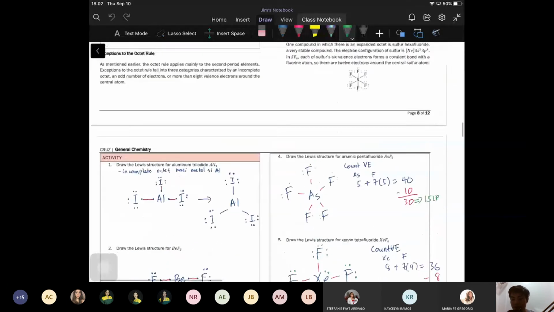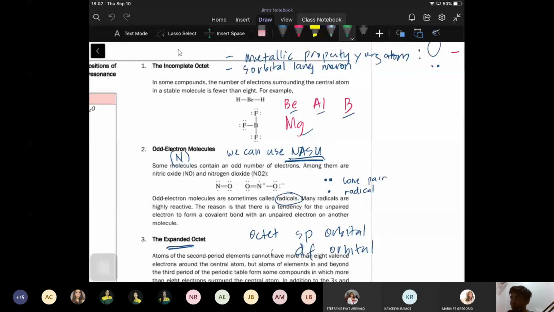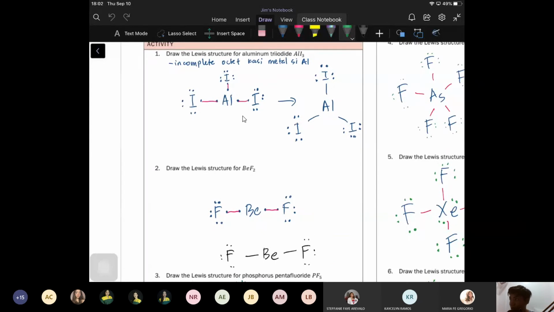So paano uli natin nalalaman kapag violation ng octet rule? Number 1, incomplete octet. Pag s orbital lang meron or metal. Ano ginagawa kapag ganyan yung case? You draw the Lewis dot symbol and then you connect the dots na lang. Just like this. Very simple. Basta may metal, ganyan lang gagawin. Wala nang octet rule.